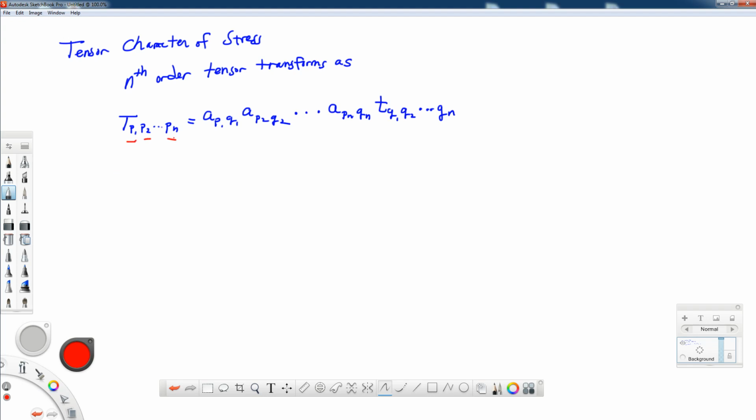Okay, so these are the subscripts on the tensor in the new coordinate system. The A's represent the transformation matrices. I have probably used M in the past, and I will use M again. And little t with components q1, q2 through qn represent the tensor in the current coordinate system. So these are the components in the old system, and these are the components in the new system.